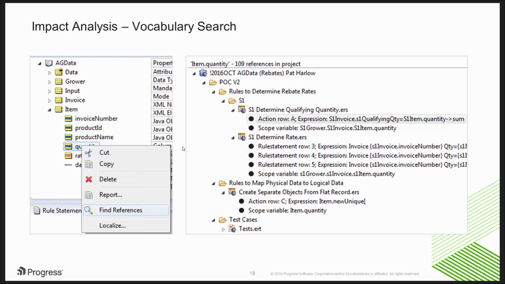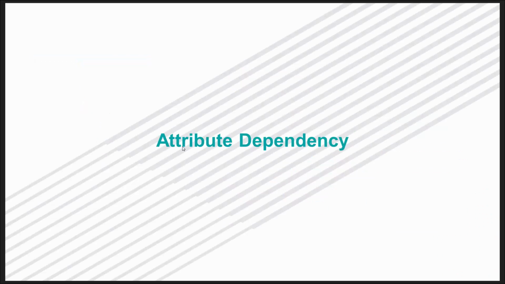So not only can you see the rule sheets and the rule flows and the test cases where that attribute is used, you even get a little summary of the action or the scope where it's used. And if you want to go into the actual rule sheet, you just simply click on the items in this list, and it'll take you directly to that rule sheet.